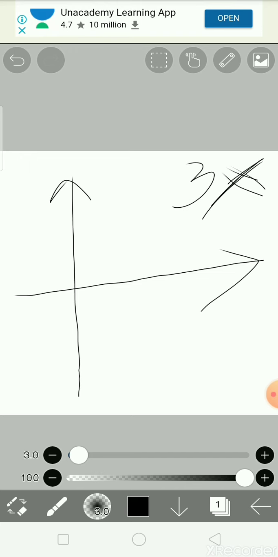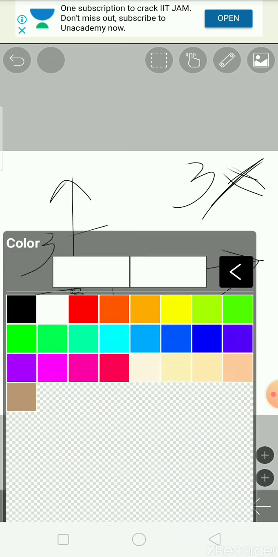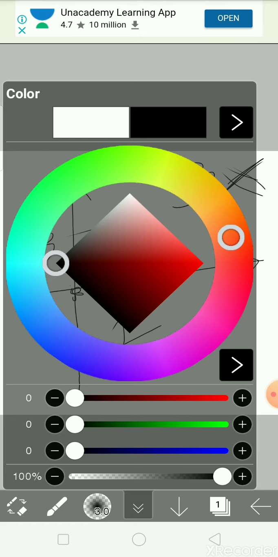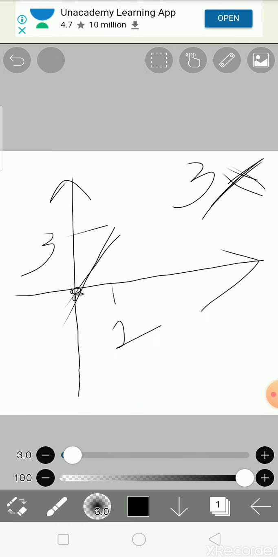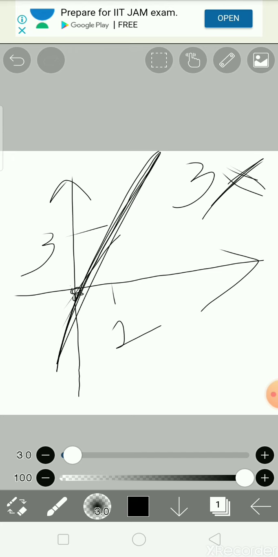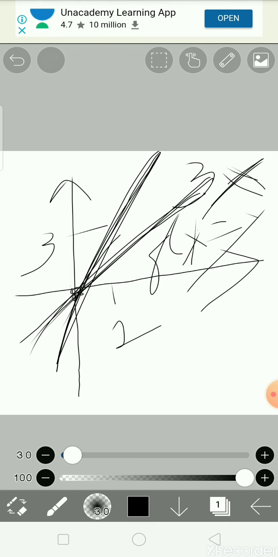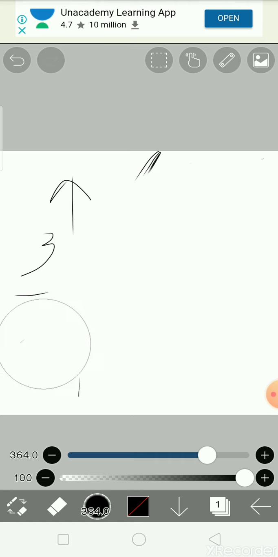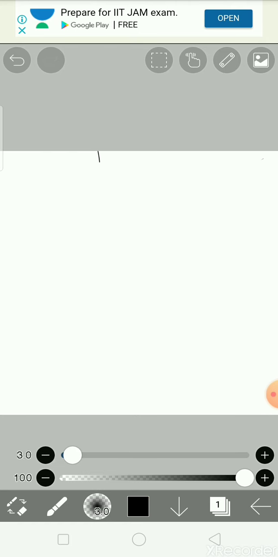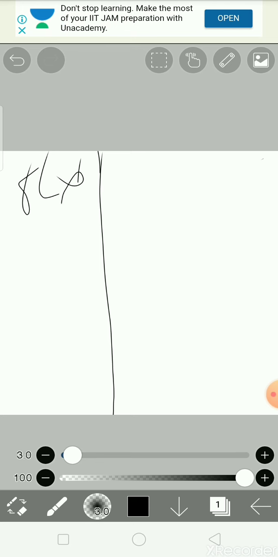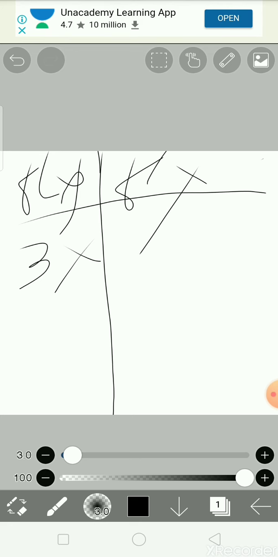Let's substitute the values. For x equals 0, y is 0. For x equals 1, y is 3. We get this type of graph. For the function f of x equals x, we get this type of graph, but the slope remains the same. That is, the differentiation of cx is c, so from here the differentiation of 3x is 3.